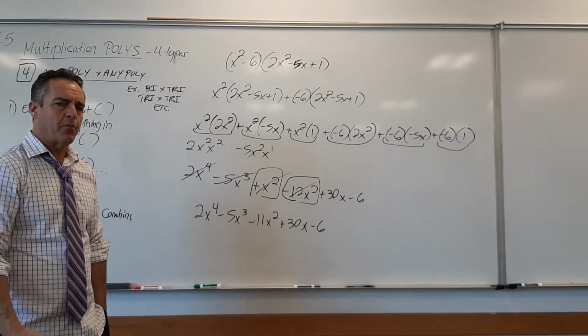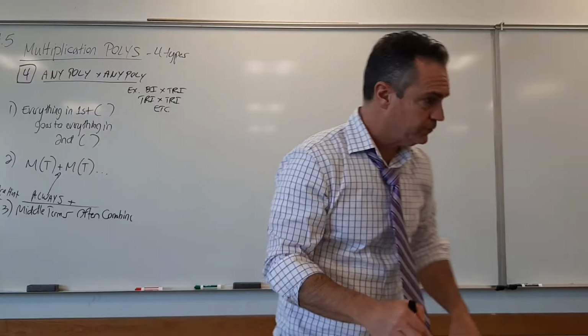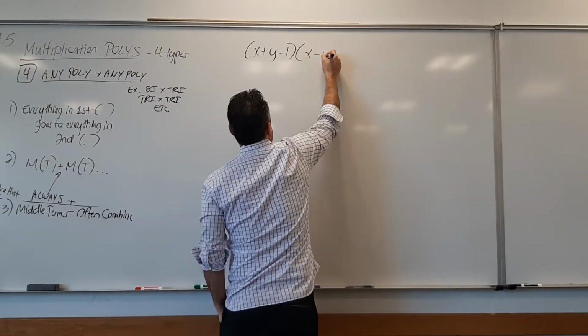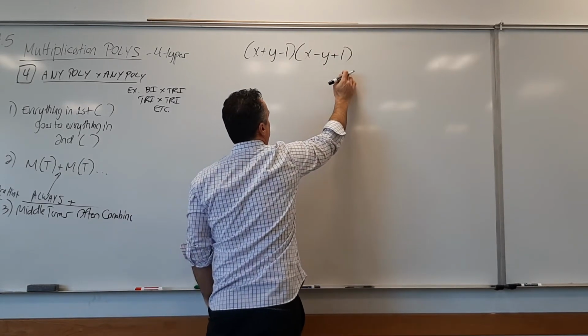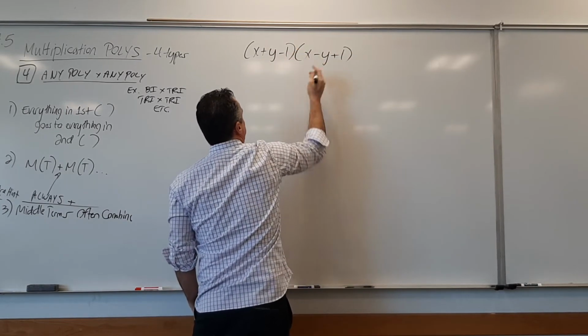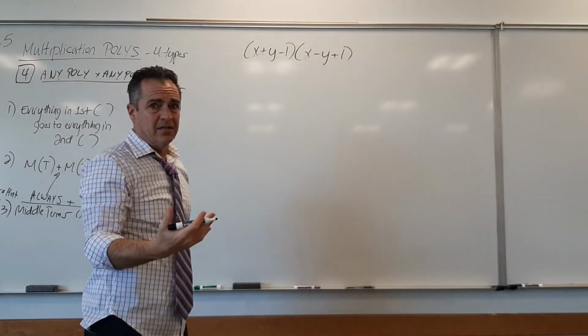I'm going to put another problem on the board for you to do. We're going to take a quick pause. Times x minus y plus 1. Let's look at this. How many terms here? 3. How many terms here? 3. Multiplication, 3 times 3 is 9. 9 mono times monos.